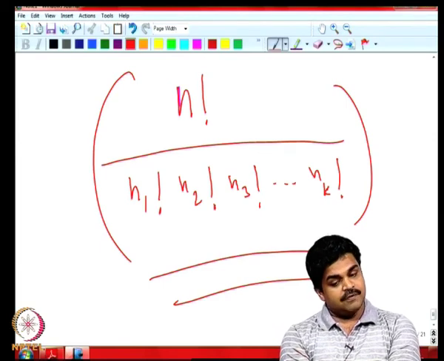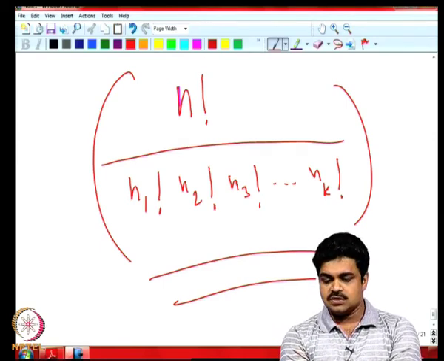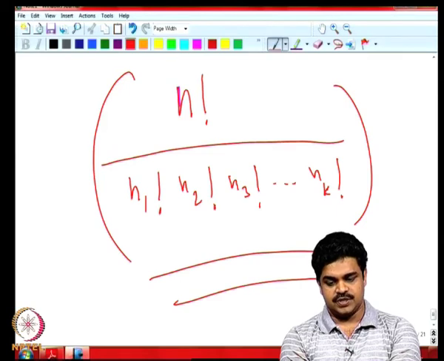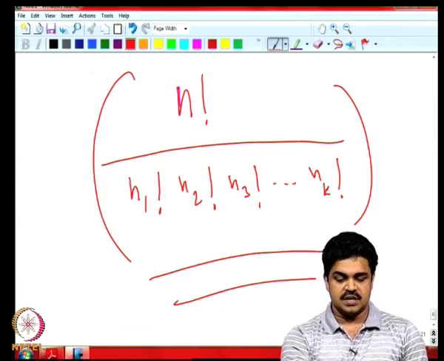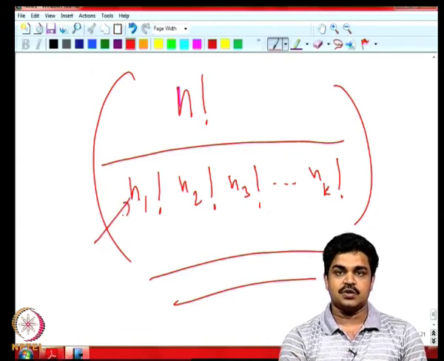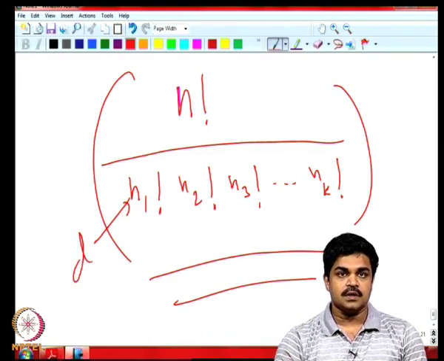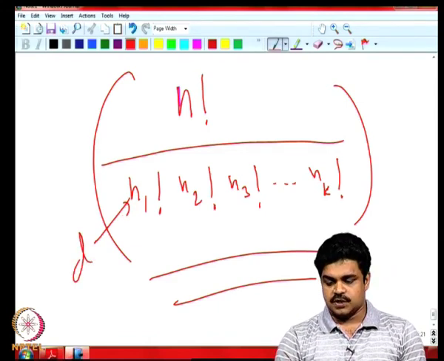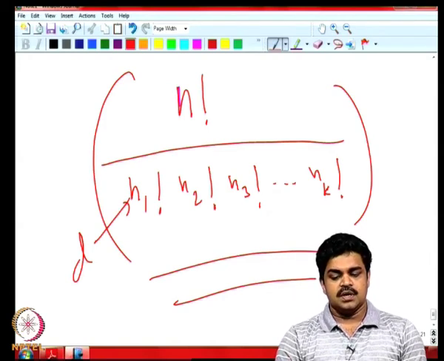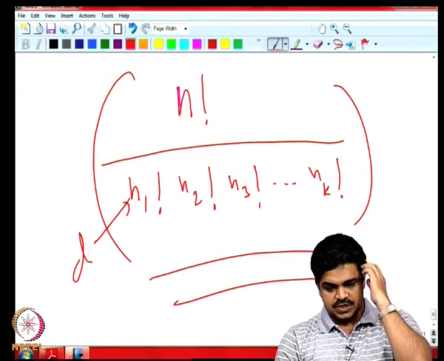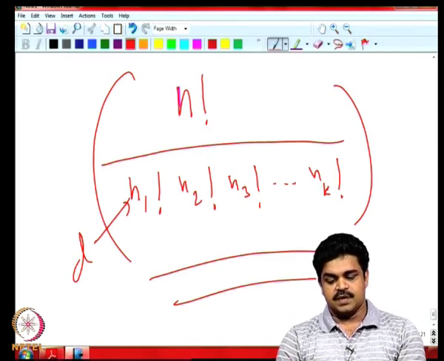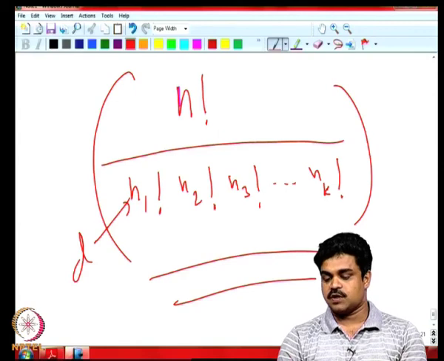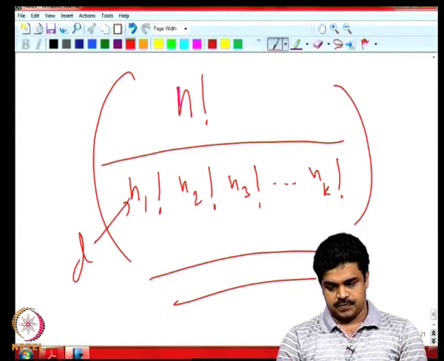But the total count is n factorial, because if you assume all of them are distinct, there are only n factorial permutations. Now, this corresponds to a D to 1 function, where D is equal to n1 factorial into n2 factorial into n3 factorial and nk factorial. Therefore, we can apply the division principle and say the total number of permutations of this multiset is n factorial divided by n1 factorial into n2 factorial into n3 factorial up to nk factorial. This is what we have done.